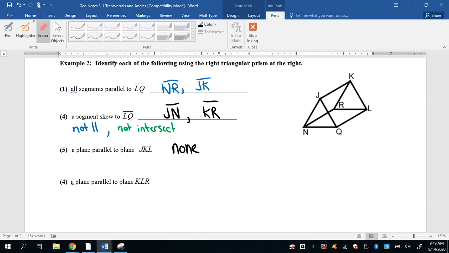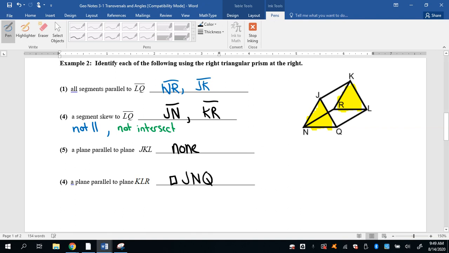And we have, oh, let's try to highlight it. It's easier to see the colors, I believe. So this is responding very slowly. So KLR is here. So a plane parallel would be on the other side there. So that would be plane JNQ, or use any three of those letters, plane JNQ in any order.